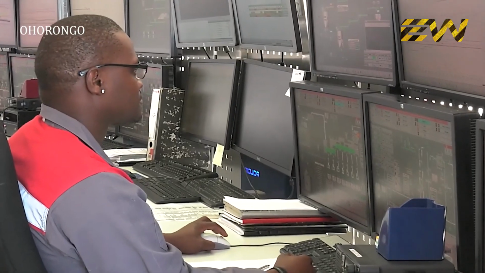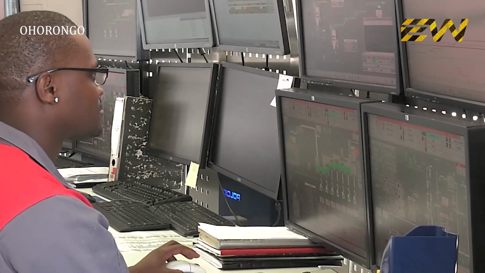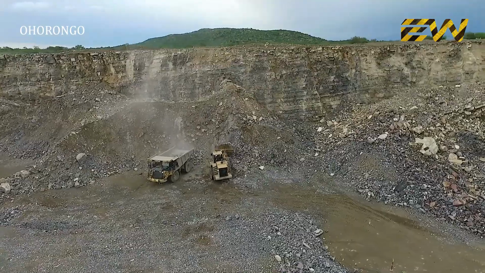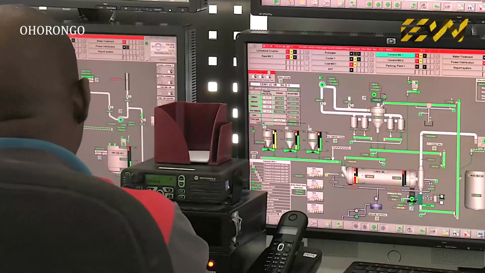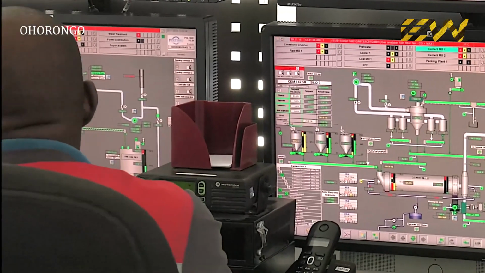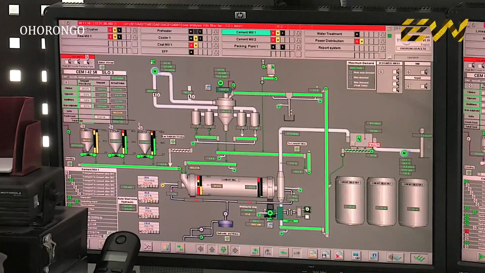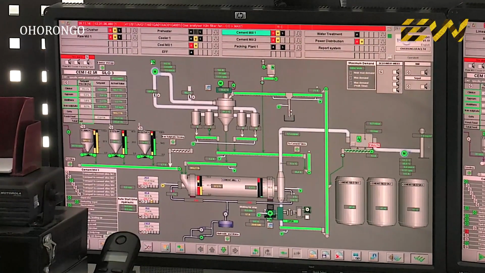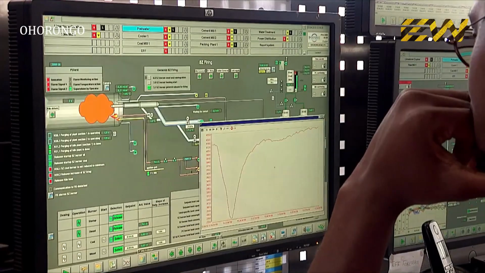Every step of the entire production process at the cement plant, from the quarry to dispatch, is continuously monitored and controlled by highly qualified personnel in the control room. When required, any part of the cement making process can be adjusted immediately to ensure that the highest quality standards are met.